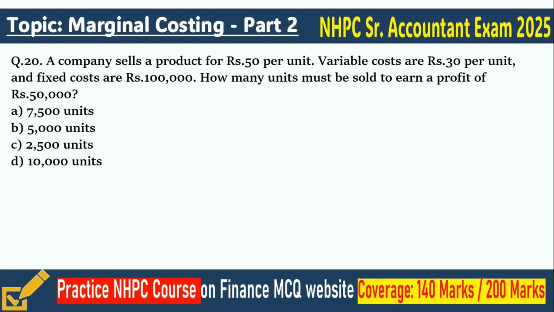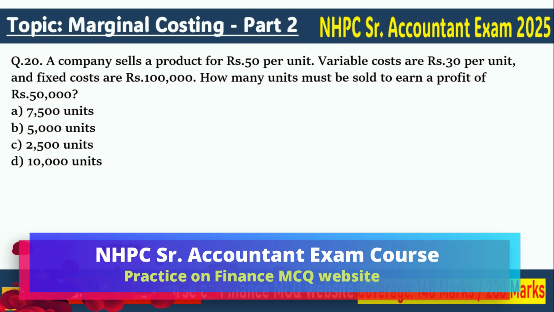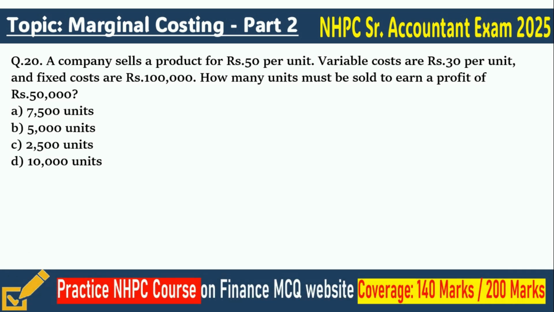Moving on, friends, next up, practical question here. The company sells a product for rupees 50 per unit, variable costs are rupees 30 per unit, and fixed cost is rupees 1 lakh. How many units must be sold to earn a profit of rupees 50,000? Option A, 7,500 units. Option B, 5,000 units. Option C, 2,500 units. And last option, 10,000 units.